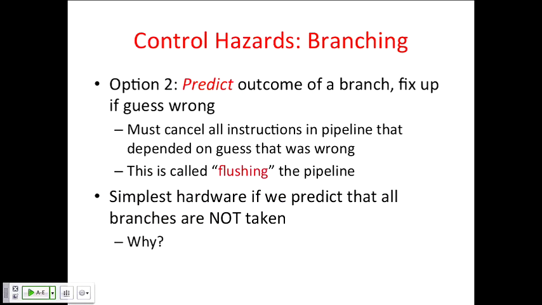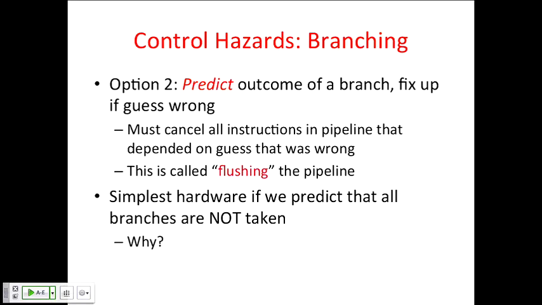So this is a good thing. Now, this predict not taken is what you would do with our simple pipeline. These days, modern machines have extremely sophisticated branch predictors. They spend many kilobytes of memory updating tables that predict the way branches go.